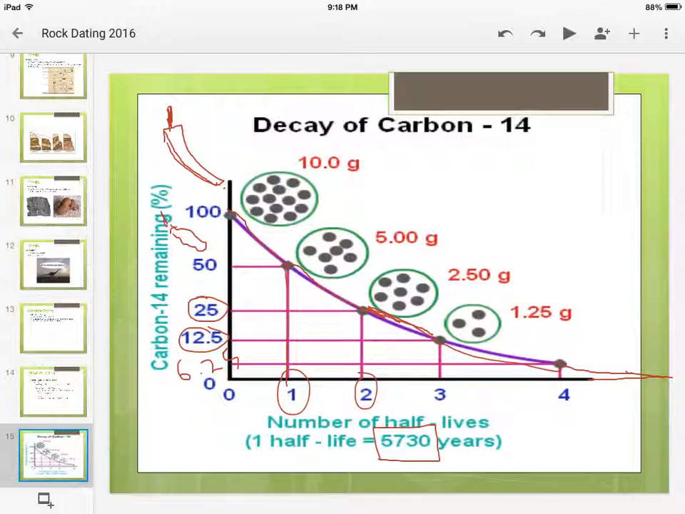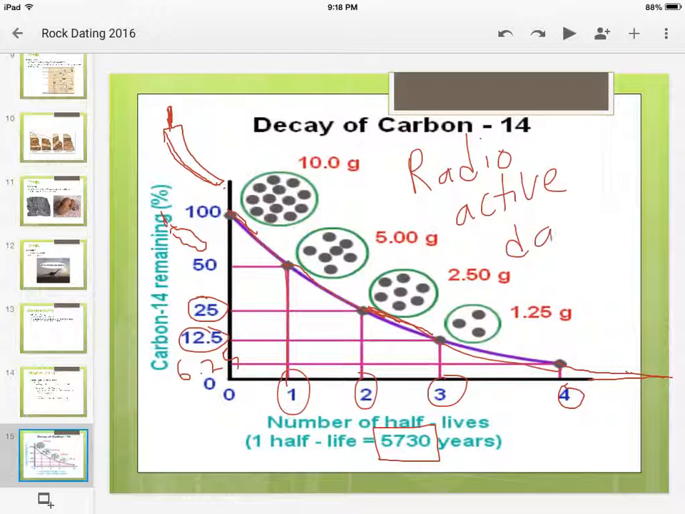And so this is, if you think about the banana example, that's where it's actually decaying. This is it's turning into a stable atom from a radioactive atom. So that's called radioactive dating.